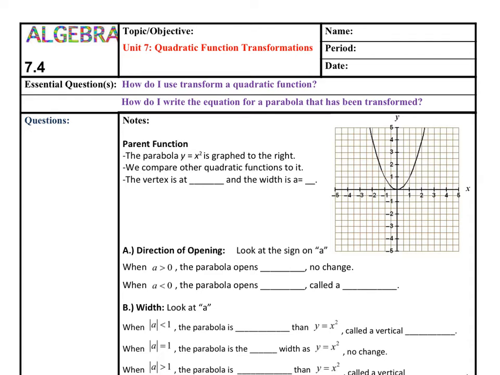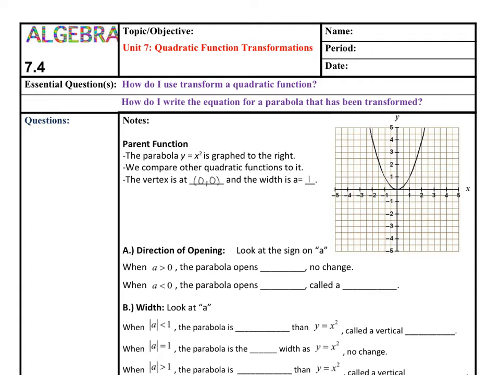All right, the parent function is a parabola, y equals x squared, that's graphed over there to the right. We compare other quadratic functions to it. It has a vertex at (0, 0), and the width, or the a value, is a equals 1. So it's like the vanilla ice cream of quadratic functions. It can't get any more basic than that. The vertex is at (0, 0), the a value, the width, is 1, and so it's as simple as you can make it. Now let's talk about some stuff that you should have learned on the Desmos activity.